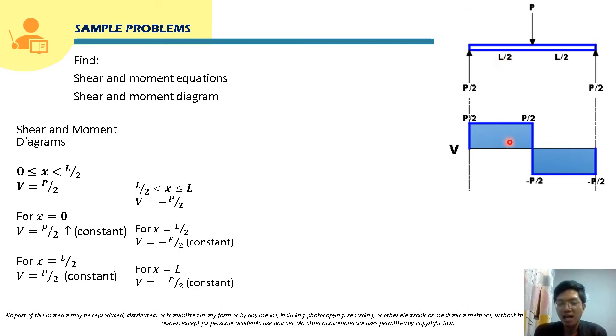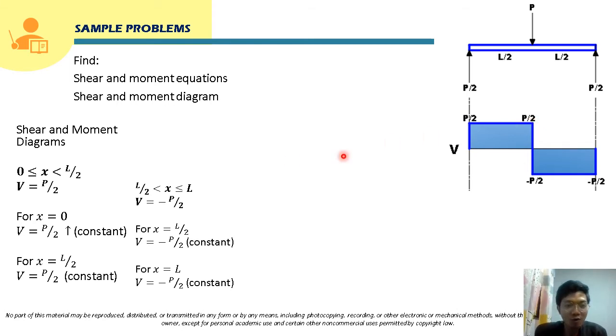For the shear diagram, at x equal to 0, the shear is P over 2. P over 2 is positive, so it will be plotted above the x-axis. So this is the x-axis, and this is plotted above. This is the P over 2. Now, for x equal to L over 2, L over 2 is at this point. The shear here is still P over 2, since this is constant.